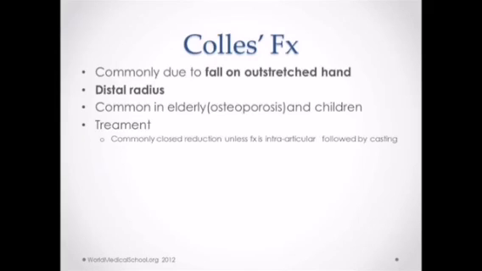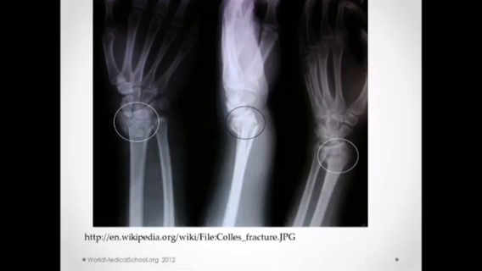Colles fracture is commonly due to a fall on an outstretched hand and is a fracture of the distal radius. This is common in elderly people who have osteoporosis, or also in children. Treatment includes closed reduction unless the fracture is intra-articular, and then it may require open reduction, and then casting is followed. Here are a couple images of that distal radius fracture, or a Colles fracture.